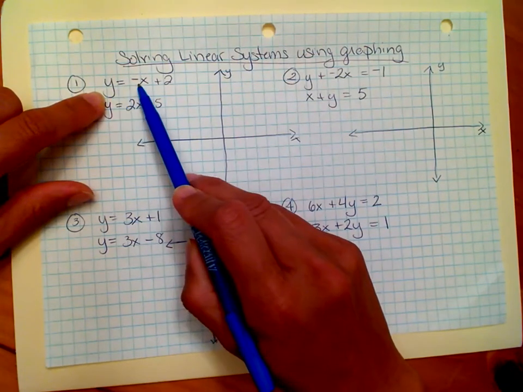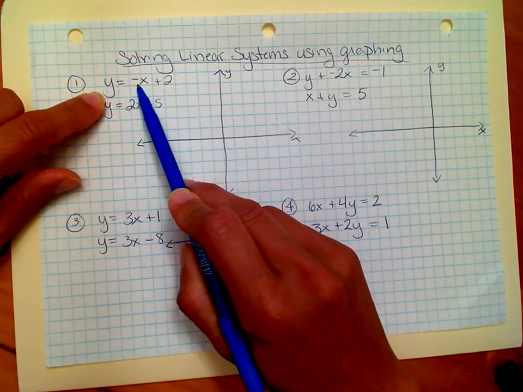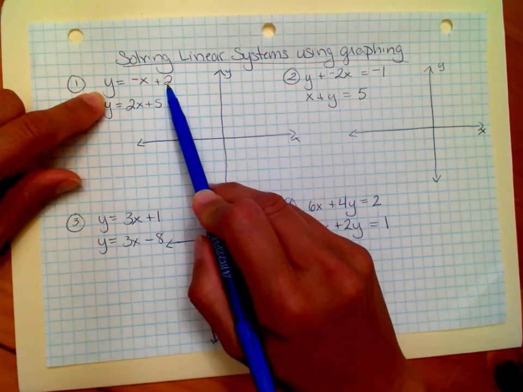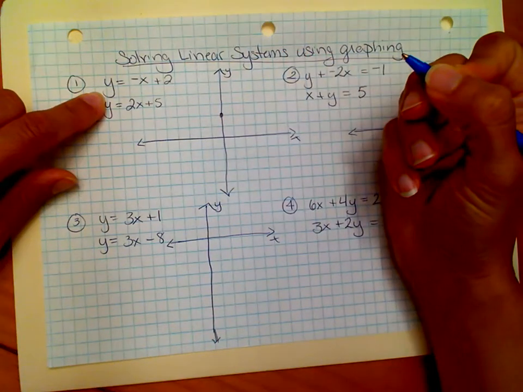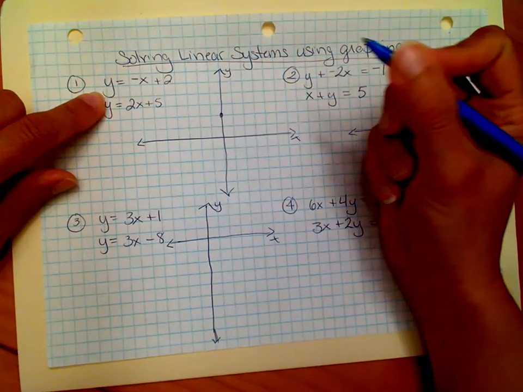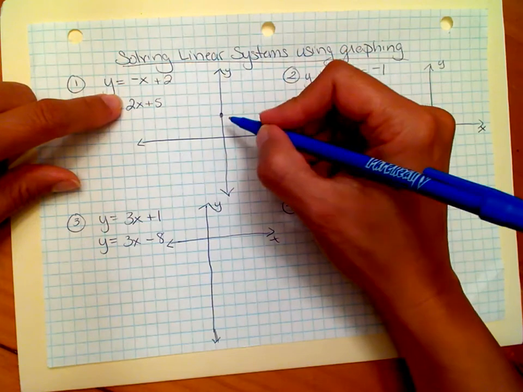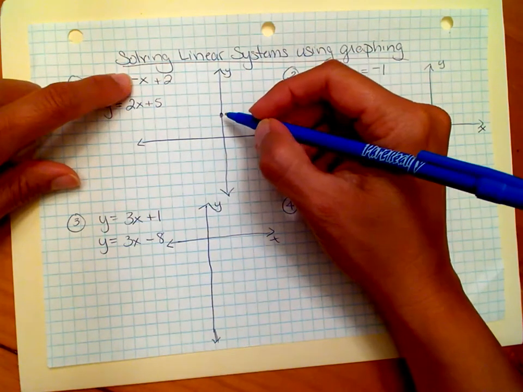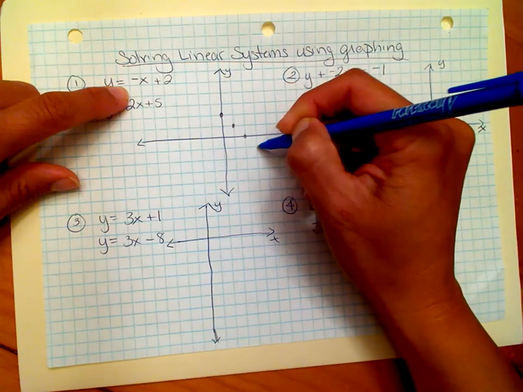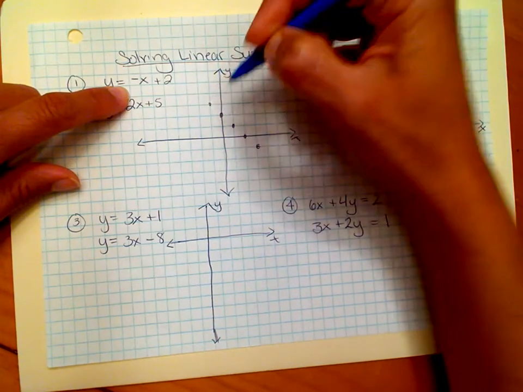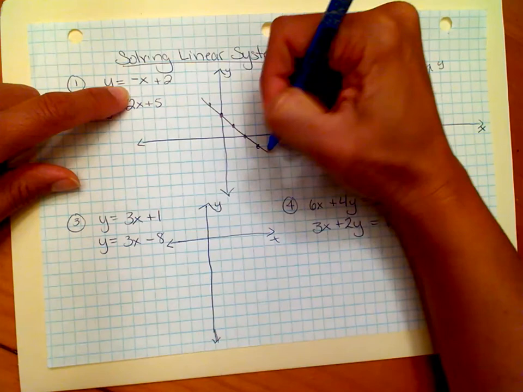Y is alone, so that means the coefficient of the x is the slope, and the constant, or the number all by itself, is the y-intercept. So if the y-intercept is 2, I go up 2 on my y-axis and make a little point. And then if it's -1, remember slope is rise over run, so that's -1 over 1. That means I go down 1, right 1, down 1, right 1, etc. I could go this way as well. And that is my first line.